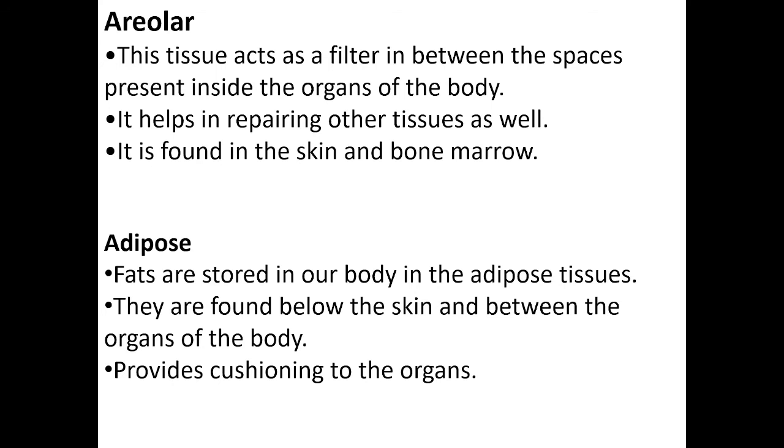Now see, what are the areolar tissues? These areolar tissues are found between the skin and muscles, around the blood vessels and in the bone marrow. So these tissues are normally found in the skin and the bone marrow. Both are important parts of our body. These tissues also have a fibrous matrix. And what are they doing? What are the functions of areolar tissues?